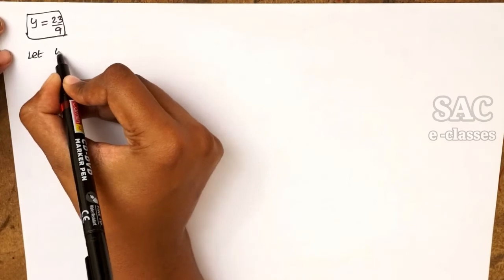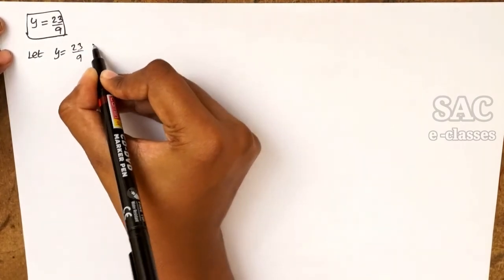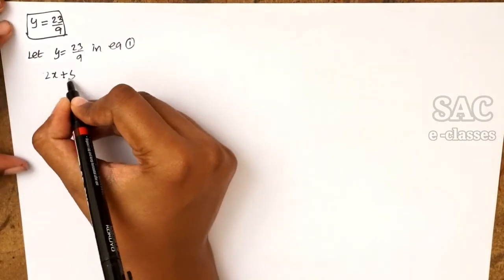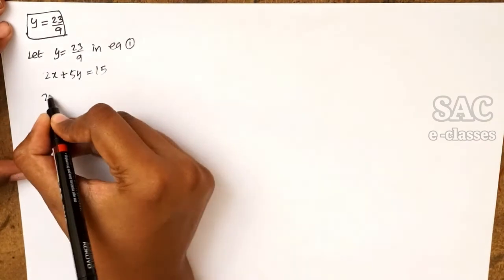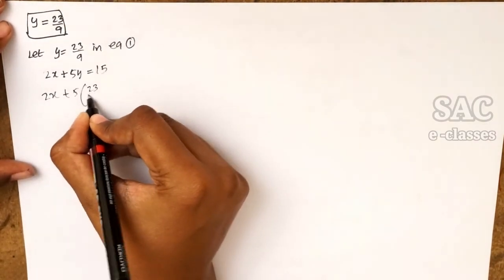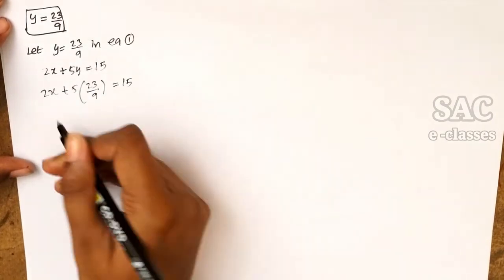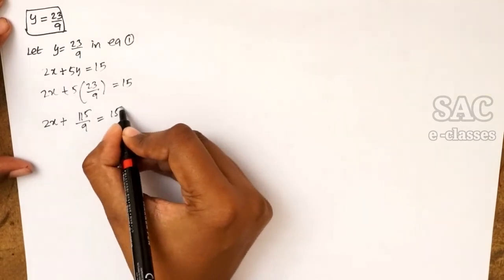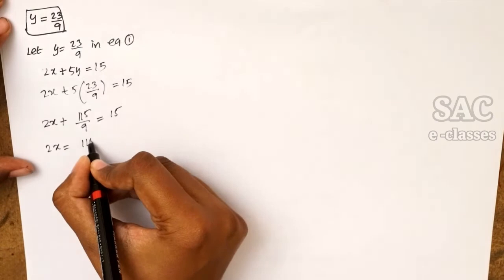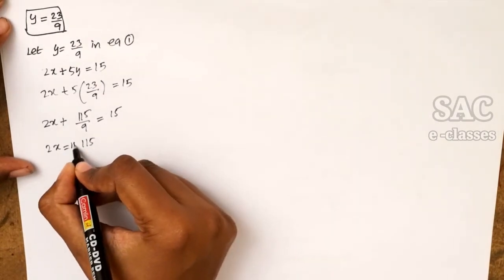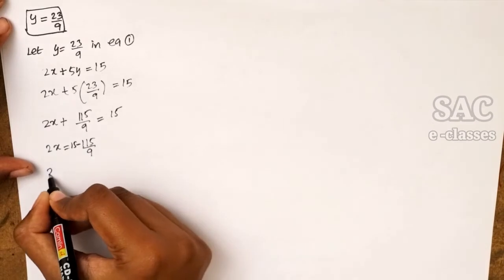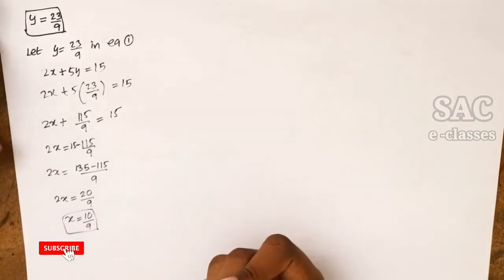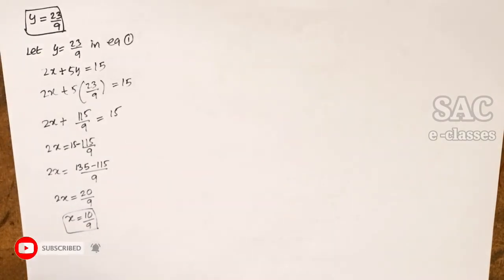Let's substitute y equal to 23 by 9 in either equation 1 or 2. Let me substitute in equation 1: 2x plus 5y equal to 15. 2x plus 5 into 23 by 9 is equal to 15. 2x plus 115 by 9 is equal to 15. Then 2x is equal to 15 minus 115 by 9. Let's simplify. We got the x value is 10 by 9 where y value is 23 by 9. Let's move to the next problem.